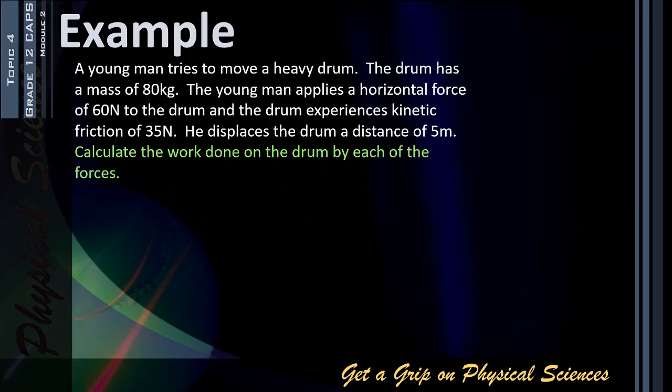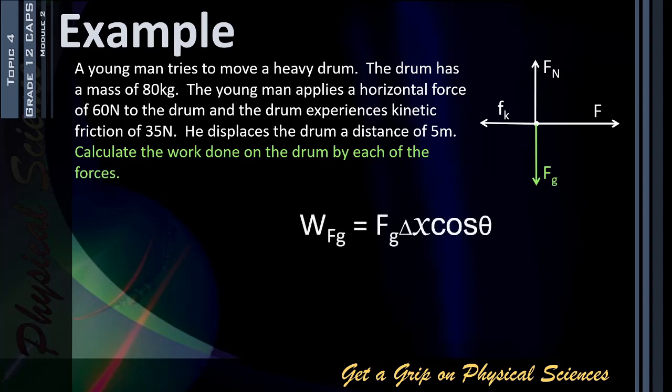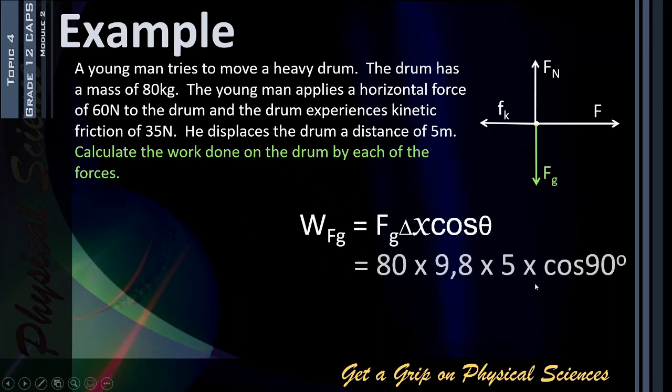Calculate the work done by each of the forces. Now, if we have to calculate the work done by gravity first, we know that gravity acts perpendicular to the displacement of this object. So when we calculate the work done by gravity, we will use the cos of 90 degrees, and the cos of 90 degrees is 0. So therefore the work done by gravity will be 0 joule.